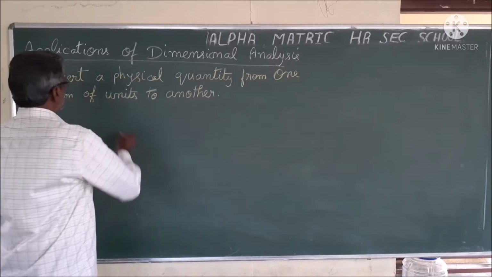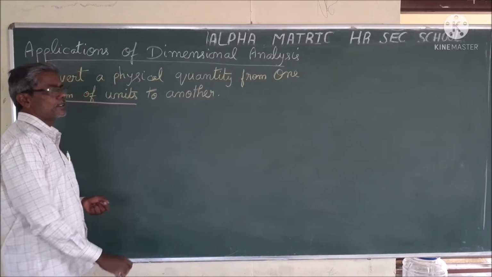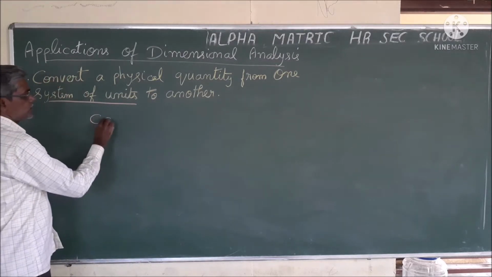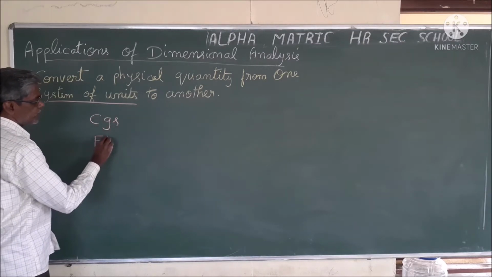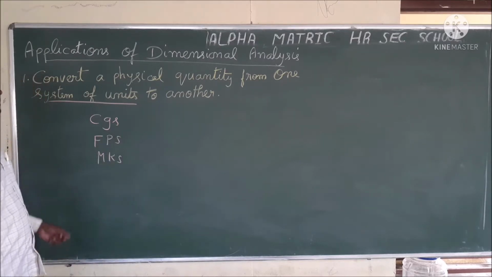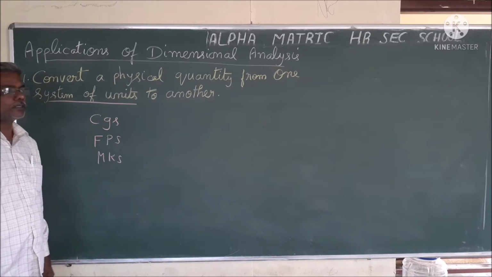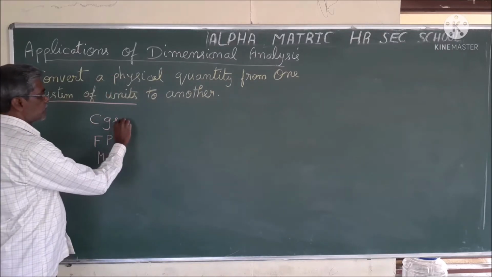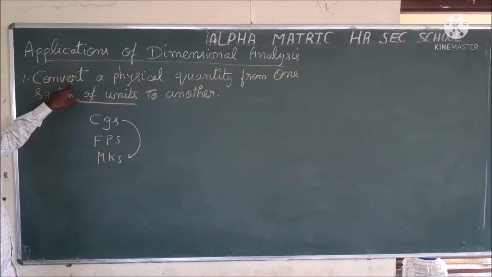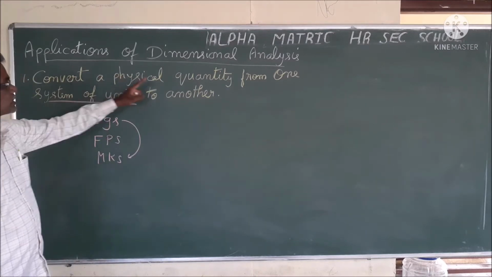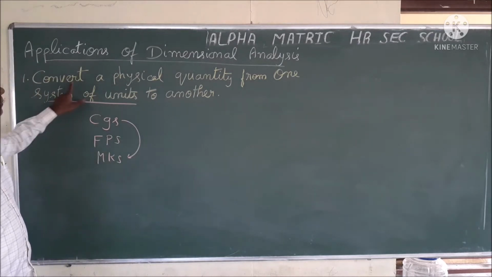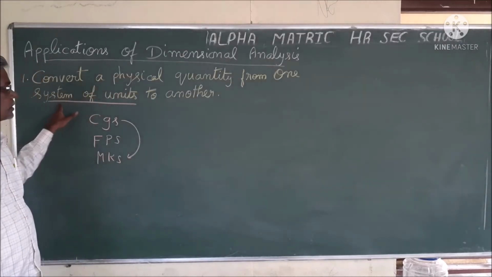Now, system of units. We have already discussed systems of units. There are three systems of units: CGS, FPS, MKS. Now, for example, I want to convert CGS into MKS. We can use these systems of units. Now how do we convert one system of units to another? By using the dimensional formula, we can convert a physical quantity from one system of units to another.